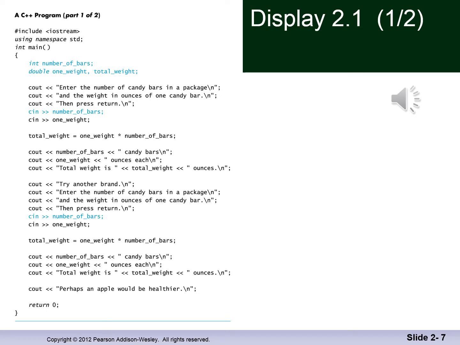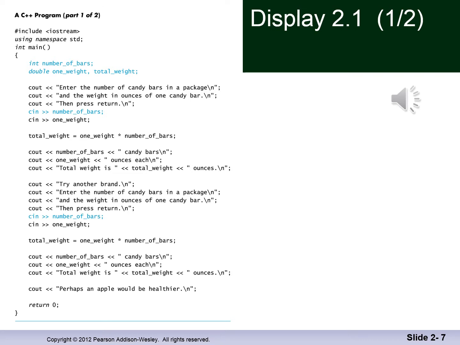The first line, int numberOfBars, we're setting aside a memory location, a variable called numberOfBars, that will store integer numbers, whole numbers. The second line, double oneWeight, comma, totalWeight, we're declaring two variable names, oneWeight and totalWeight, that will hold double variables. And we'll get to doubles later.